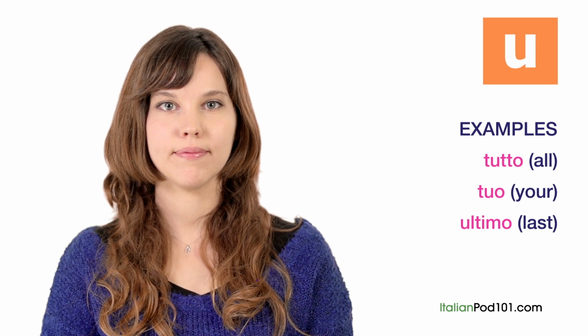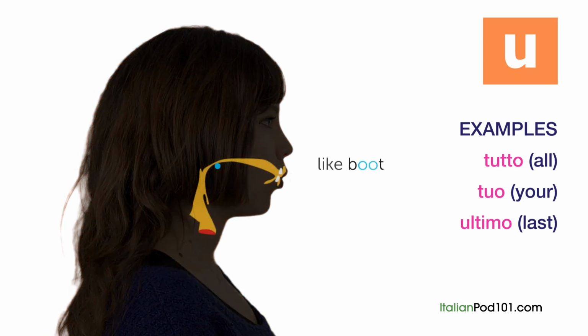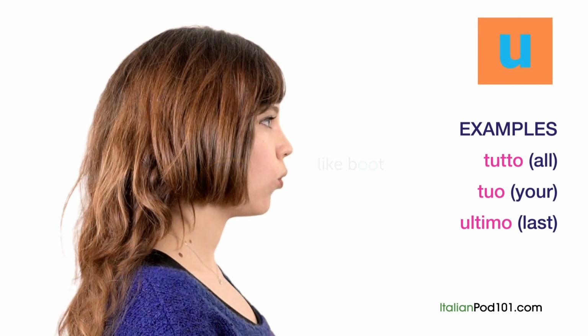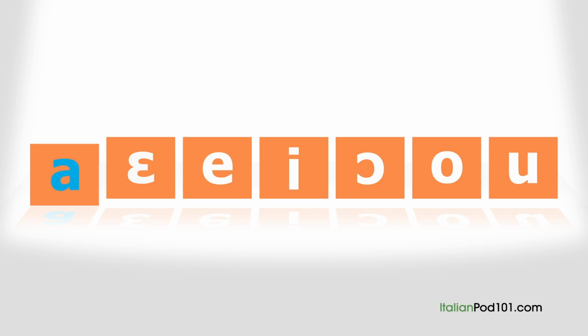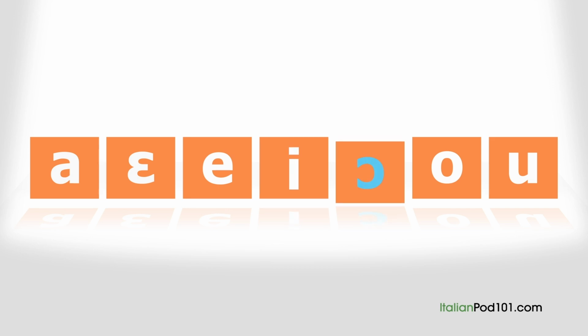U. Well done! You just learned all 7 vowel sounds in Italian. A, E, I, O, U. With these sounds, you can properly pronounce any vowel that could possibly appear in the Italian language.